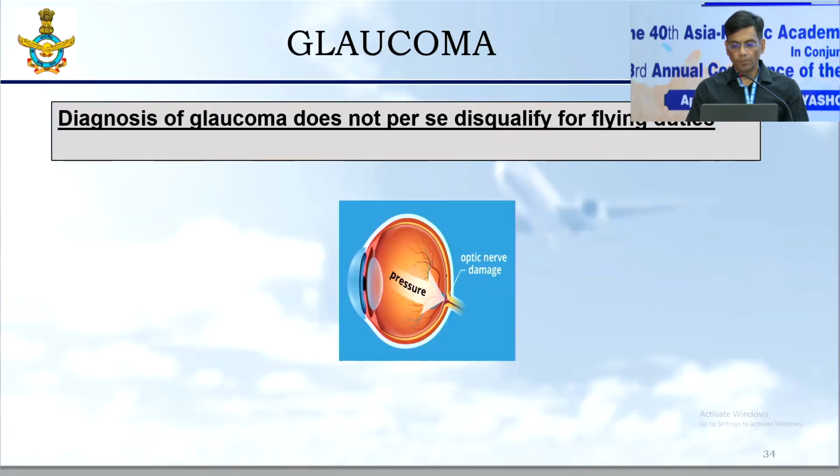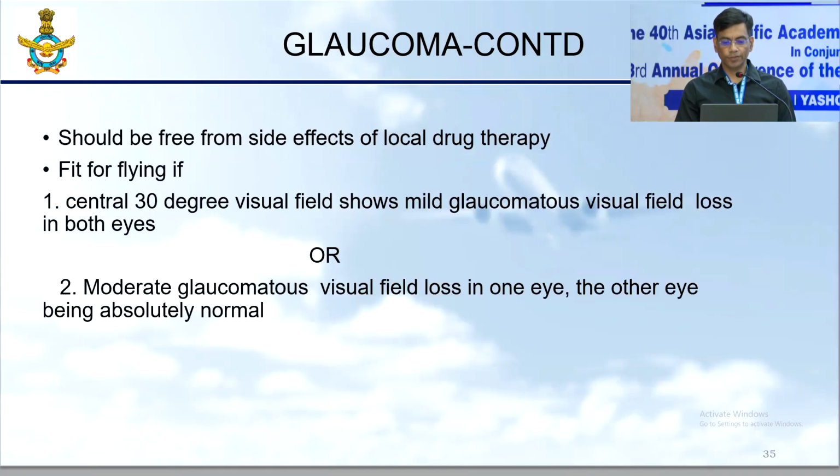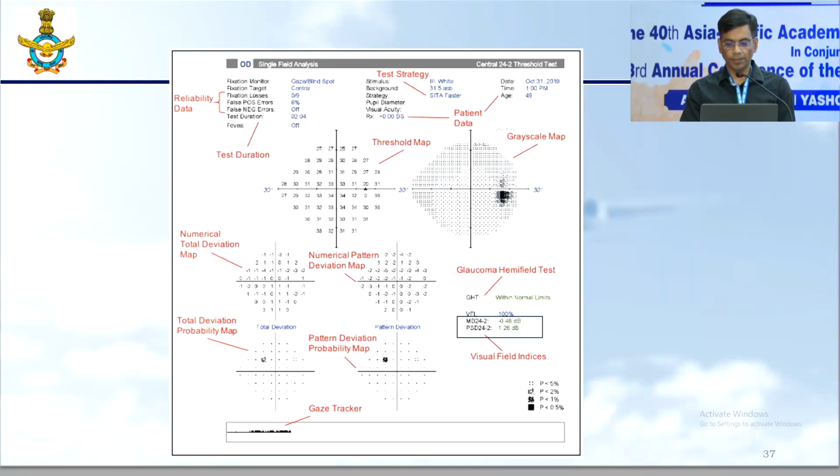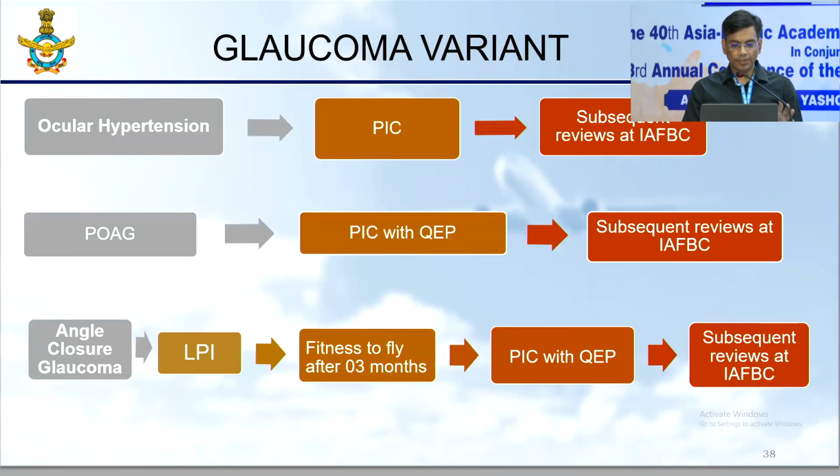Glaucoma: diagnosis of glaucoma does not per se disqualify from flying. The thing is, the person should be free from side effects and fit to fly if the central 30-degree visual field shows mild glaucomatous loss in both eyes, or moderate glaucomatous loss in one eye, the other eye being absolutely normal. I'm not going into what is mild, moderate, and severe, we all know. So this is the disposal. Ocular hypertension is PIC status.